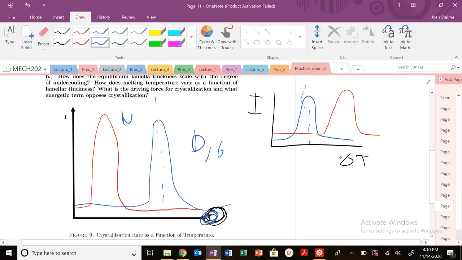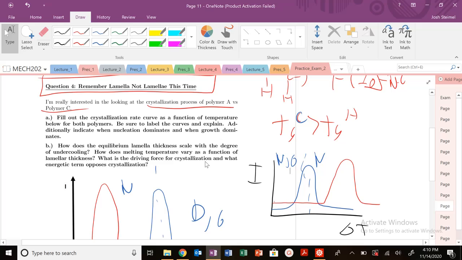Here, at high undercooling, that means nucleation is dominating, at low temperature. Remember, delta T is equal to Tm minus T, the temperature of my system. This is going to be my nucleation and growth value. So you know how to work back and forth between those problems.